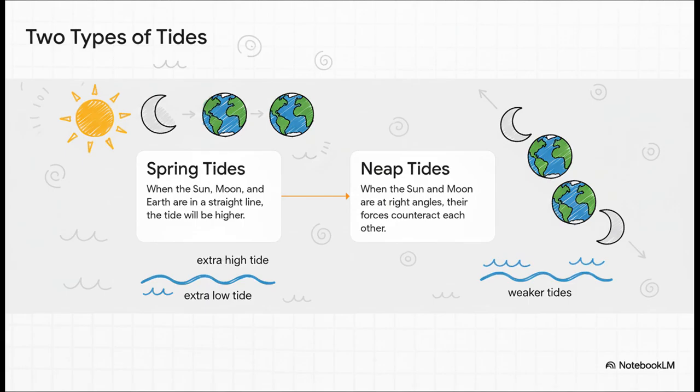Now, this is a very important exam topic. When the sun, the moon, and the earth are all in one straight line, their gravities pull together like a team. This teamwork creates extra high tides. We call these spring tides. But when the sun and moon are at a right angle to the earth, their gravities are kind of fighting each other. This creates much weaker tides, which we call neap tides.